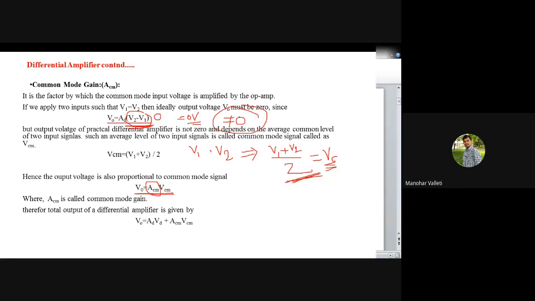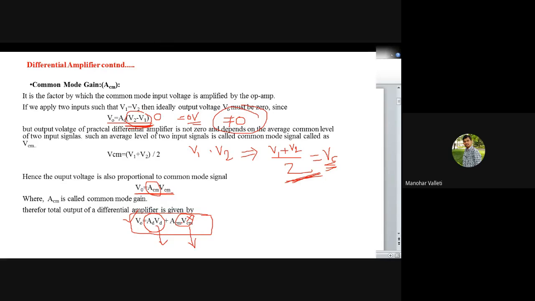This is the practical case. If I combine the response because of the difference of the inputs and the response because of the common mode signal, this is the final output. But what is wanted by the user? This is wanted, and this is unwanted. I don't want this. But somehow, because you are applying two inputs, not only the difference is appearing as effective input, the average of the two inputs is also appearing as input. So that is a practical consideration we can't avoid.